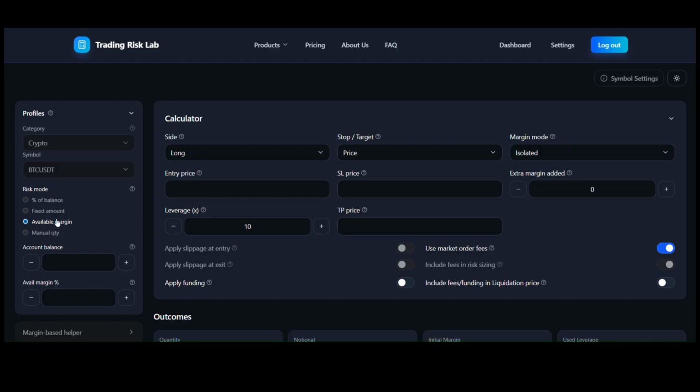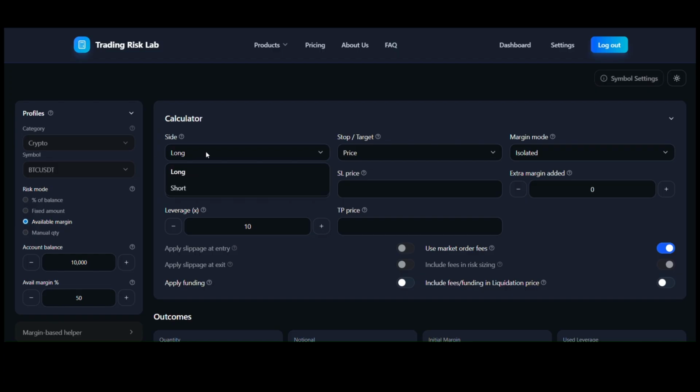Next, under risk mode, we choose available margin. This is the only option available for free plan. Our account balance is set to 10,000 USDT, and we're using 50% of the available margin. This means the calculator will automatically size the position based on half of our balance. Next, let's move to the main calculator.